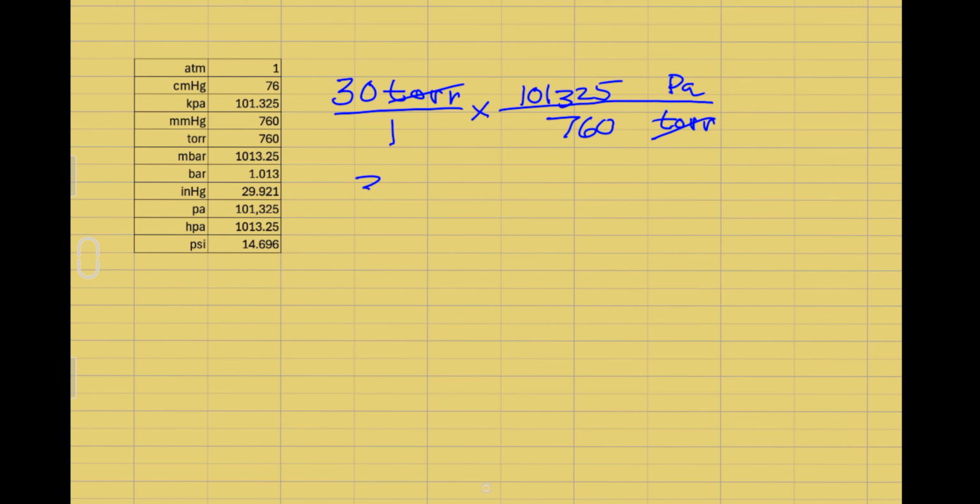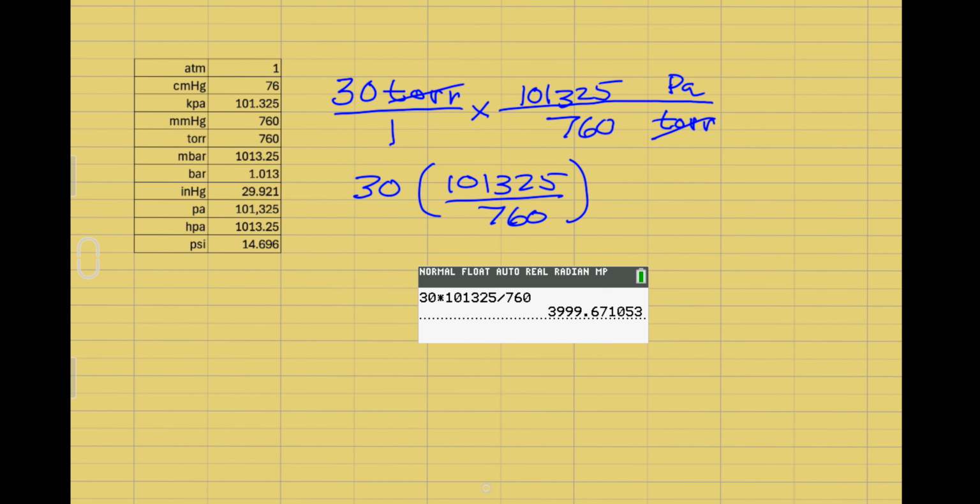So we have 30 times 5 divided by 760, and that'll give us Pascal.